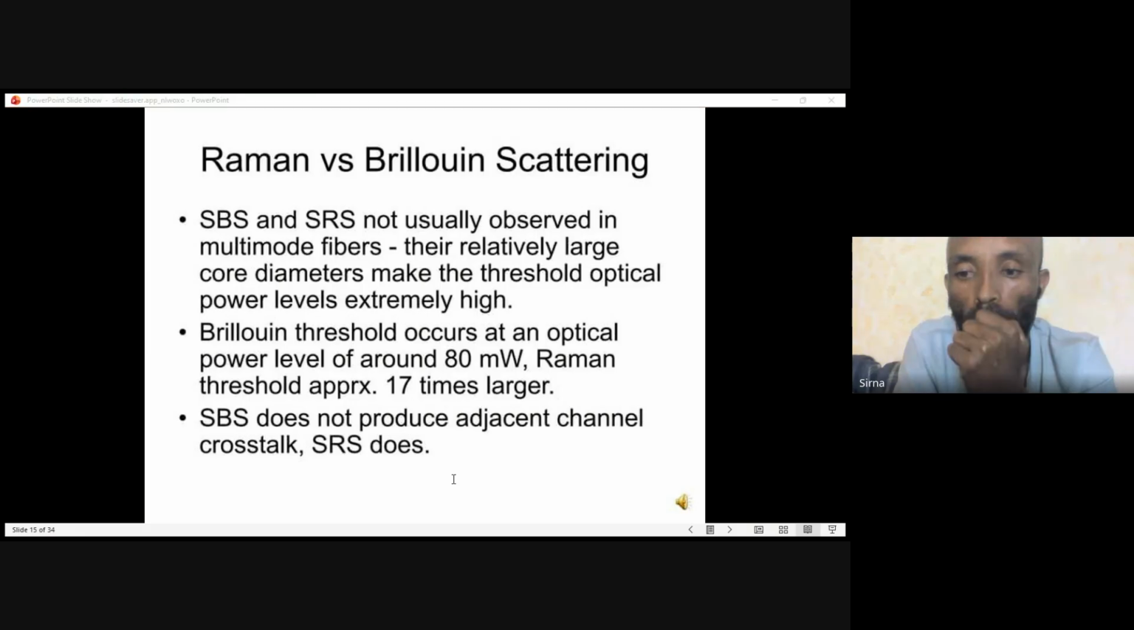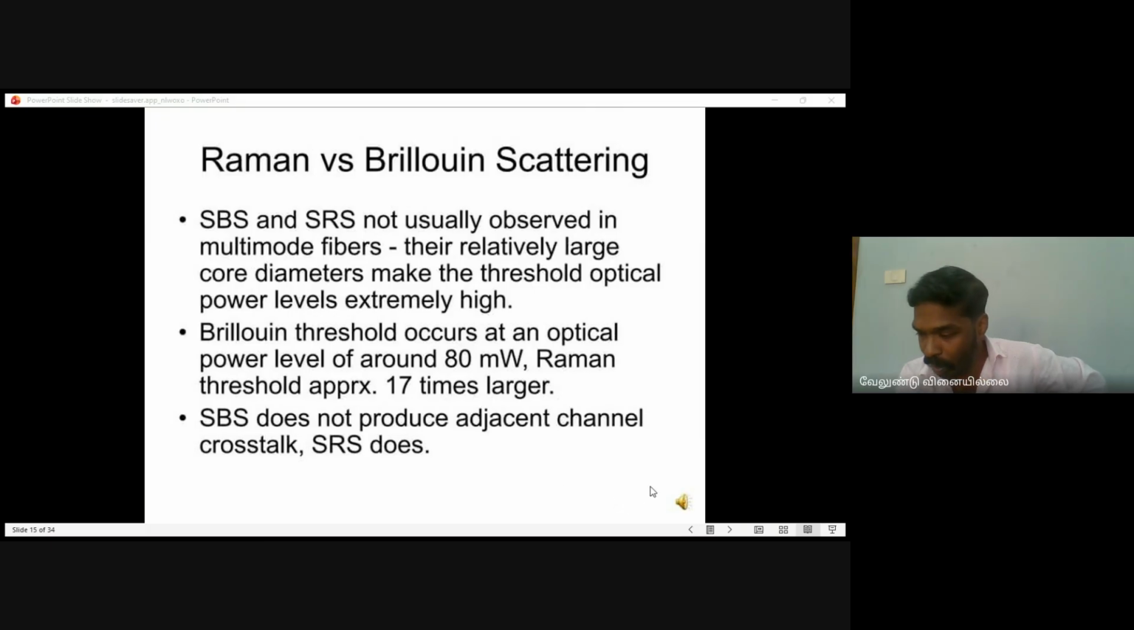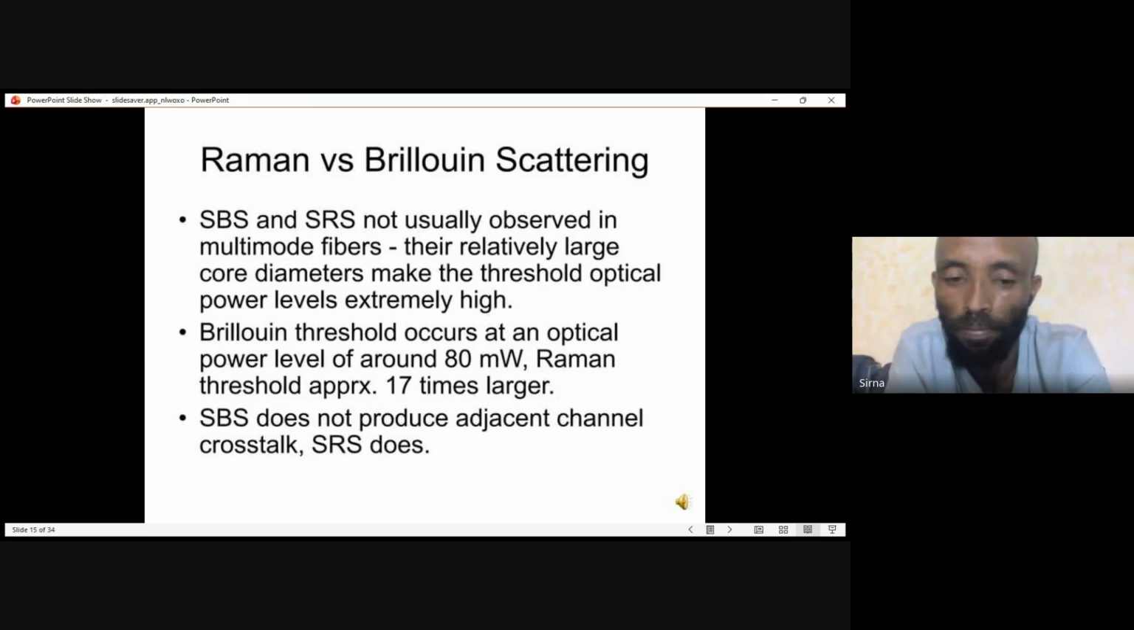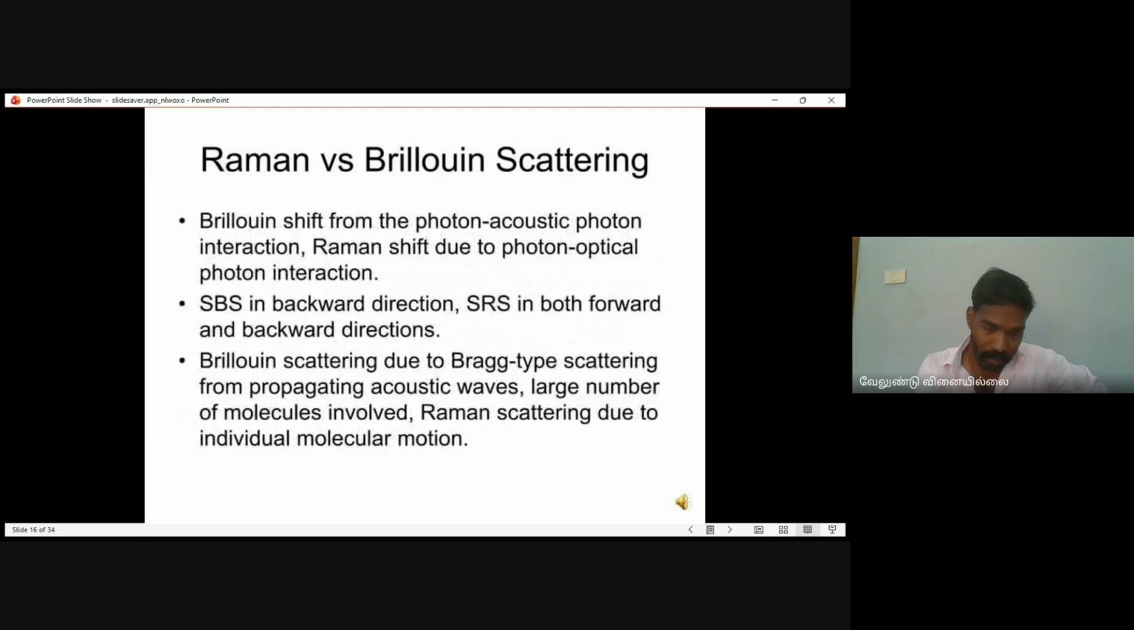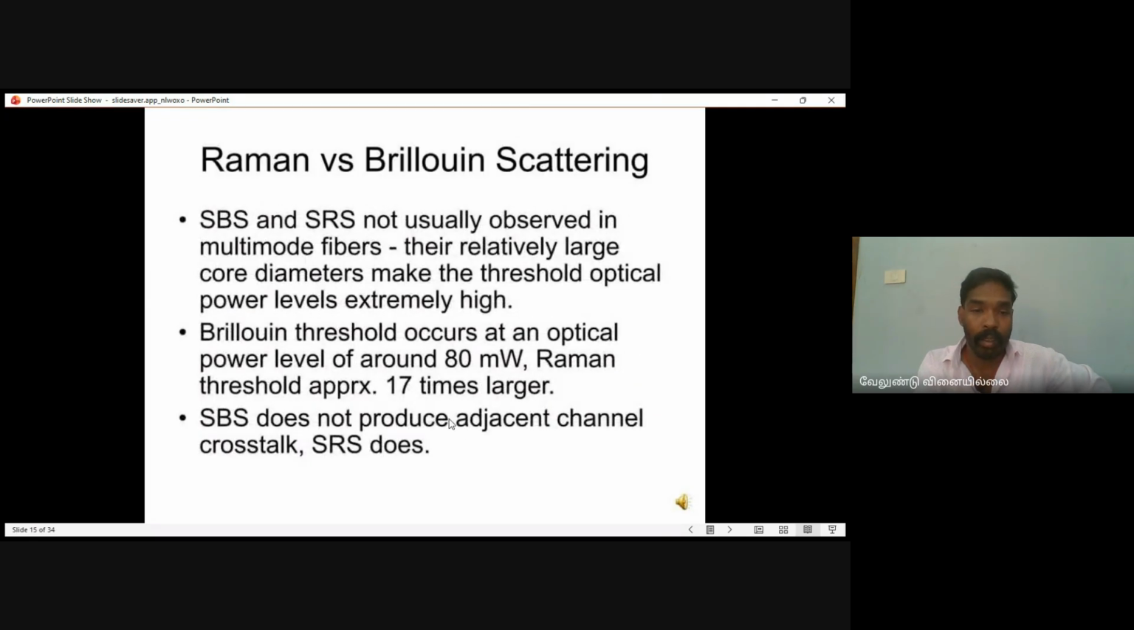1470. Very good. So that many milliwatts are there in Raman scattering. This is the difference: the power of the Raman scattering threshold is very high compared to the power of the Brillouin threshold.